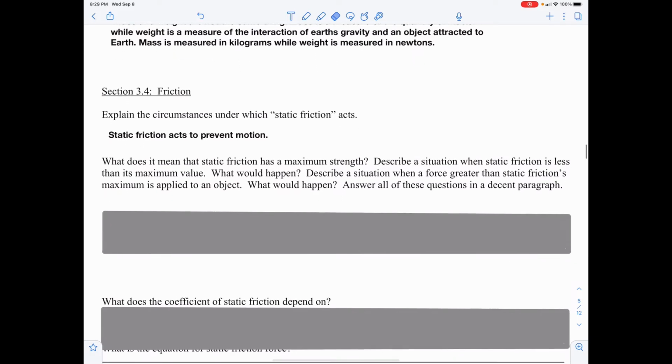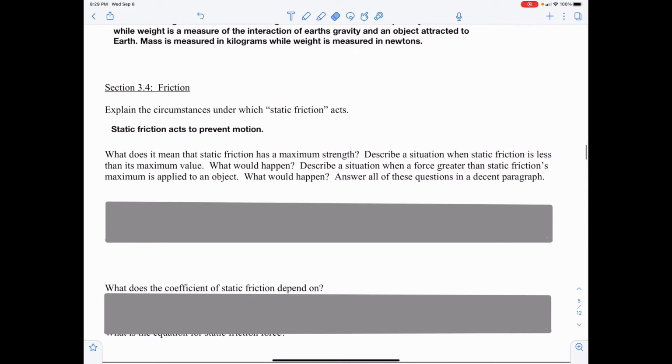What does it mean that the static friction has a maximum value? Describe a situation in which static friction is less than the maximum value. What would happen? Describe a situation when the force applied to the object is greater than the static friction's maximum value. What would happen?